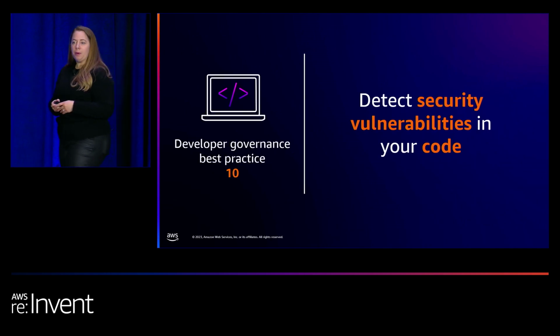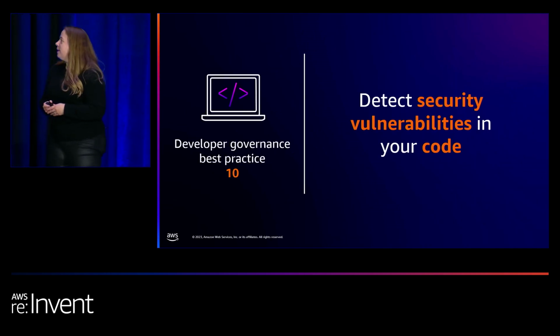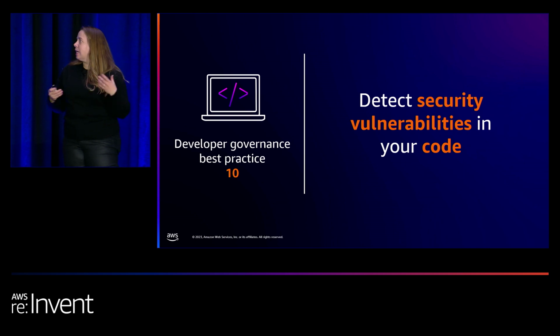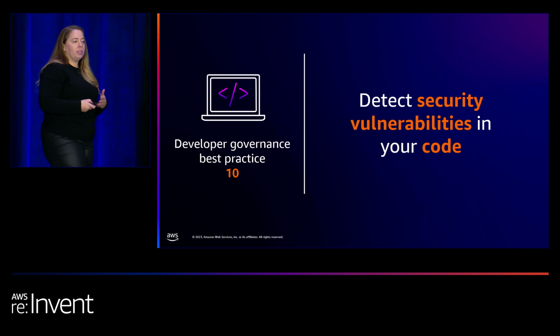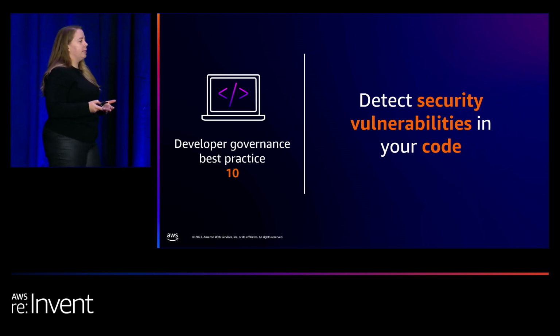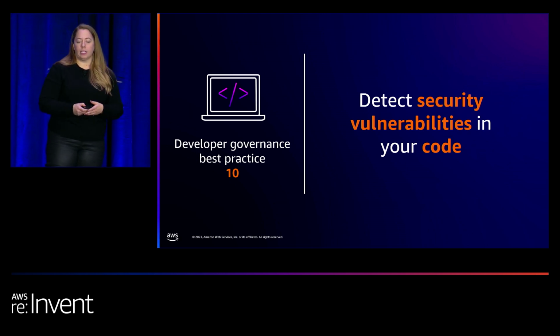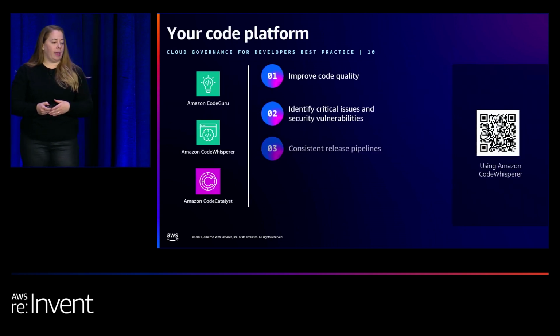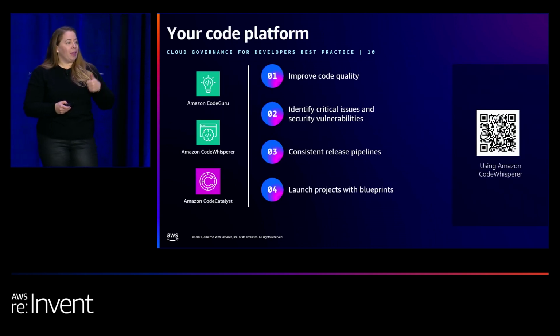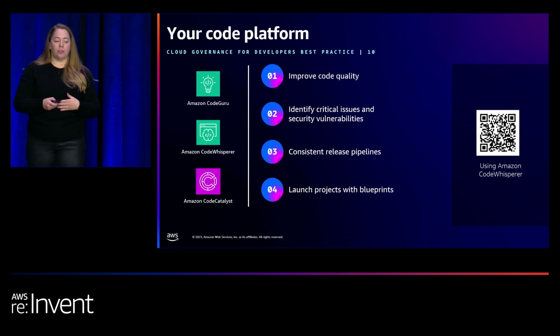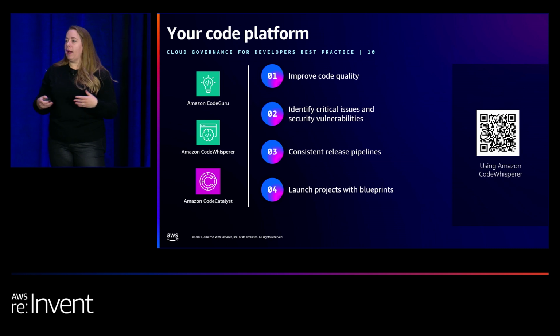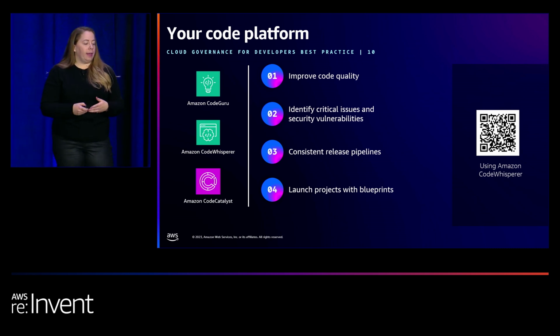And then best practice number 10, the last one, is really to proactively detect security vulnerabilities in your code. It's really important to give the developers the tools that they need in order to be as successful as possible, right? So that they can improve their code quality as they're writing it, identify critical issues and security vulnerabilities as they're going, and then use consistent release pipelines and launch projects with blueprints.